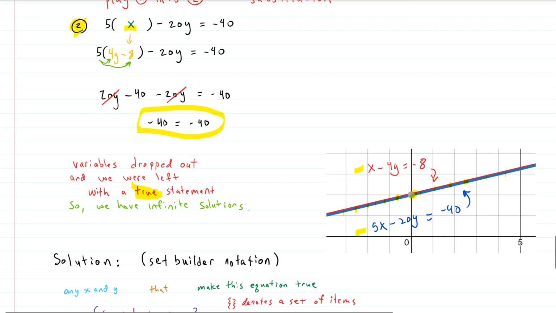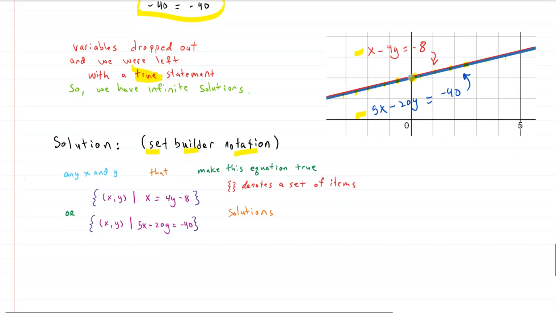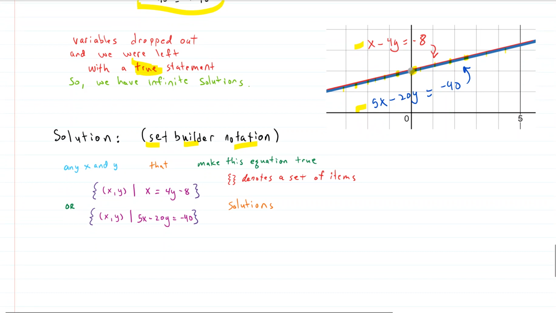So how would you write the solution set for this type of problem? Well, we can use something called set builder notation to use shorthand to describe all of these solutions, because there's an infinite number, so we can't list them all, obviously. And this is how we would do it. There are two options. You could use either of these two options, the top or the bottom. Those are both valid solution descriptions. So we're going to say that this is a set.